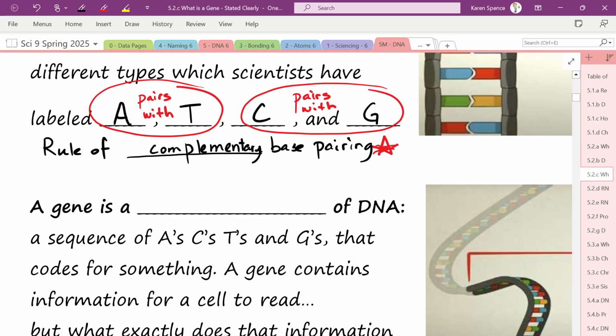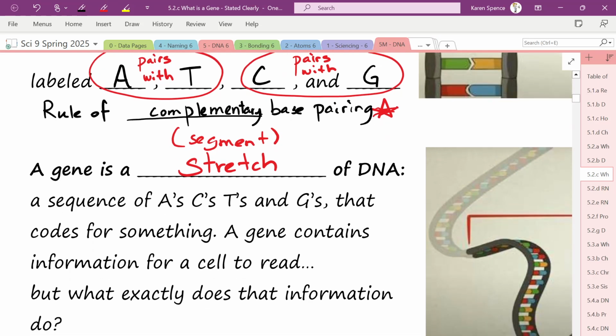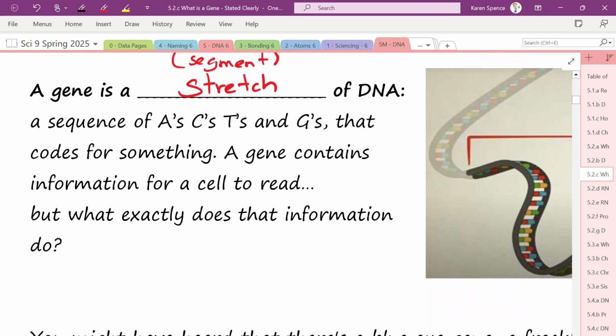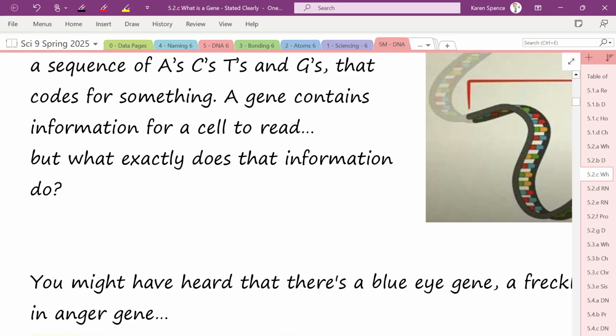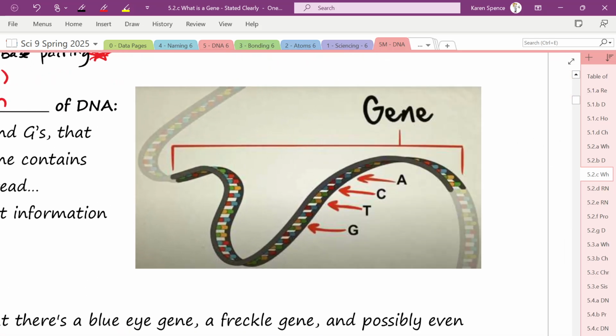Okay, a gene is a stretch or segment of DNA, a sequence of A's, C's, T's, and G's that codes for something. A gene contains information for the cell to read, but what exactly does that information do? So here's our gene, okay? It is a section of DNA.